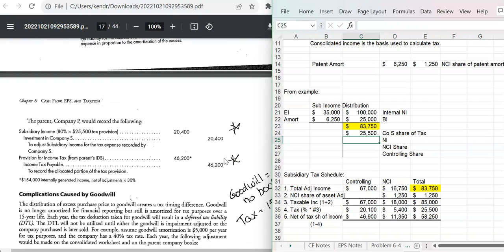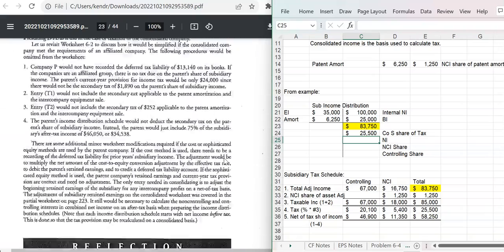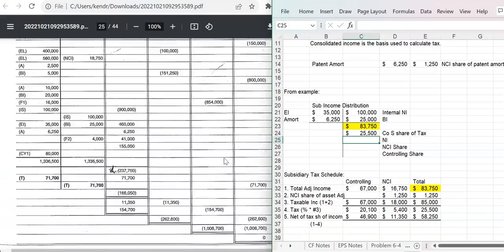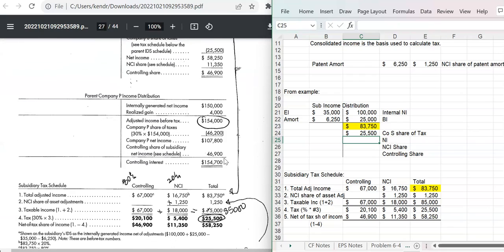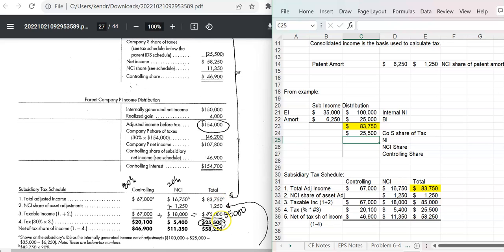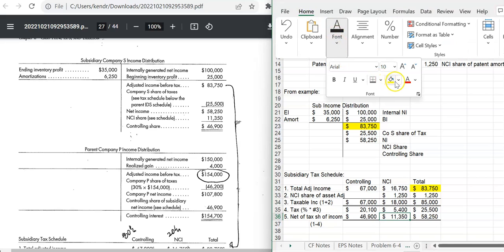Do they show us the schedule? It's actually down here. They had already done the schedule. It's just with the worksheet. Okay, so that 25.5, that comes up to here, right? And then subtract it out. All right, so that's net income. And then the NCI share you pick up from here. You don't multiply it out. You pick it up from this schedule. So that comes from here.